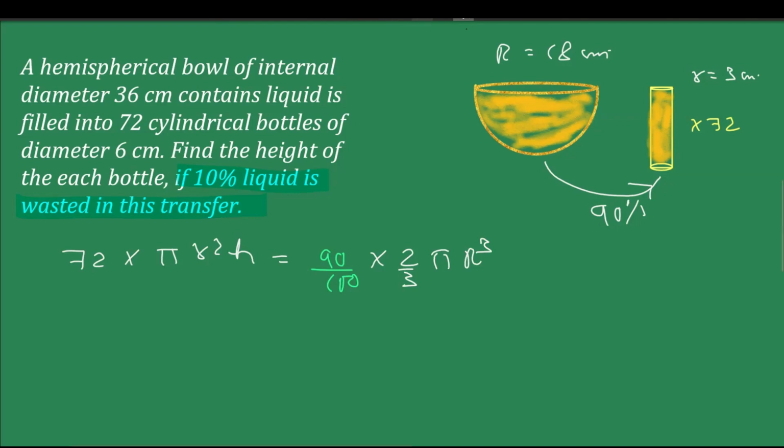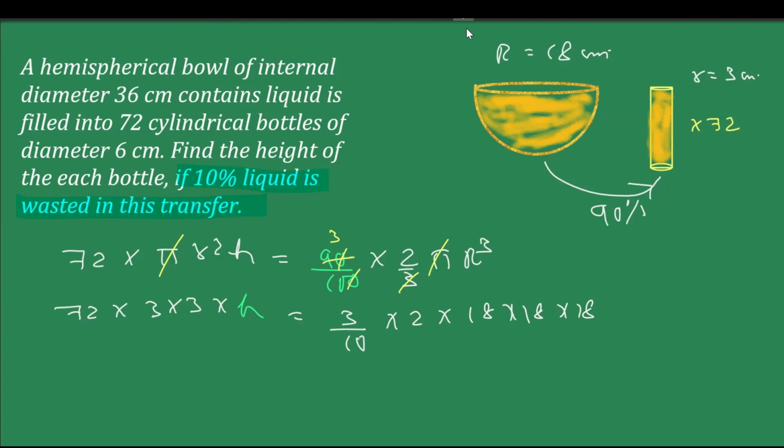Now check here, we can cancel pi and pi, and further reduce. First, let's cancel these zeros. Now 3 I can cancel with this, or we may first plug in the values and then calculate. So this is 72 multiplied by small r, which is 3, so 3 into 3, and the height is what we have to determine, so let it be h, equal to 3 over 10 multiplied by 2, and capital R is 18, so 18 into 18 into 18.